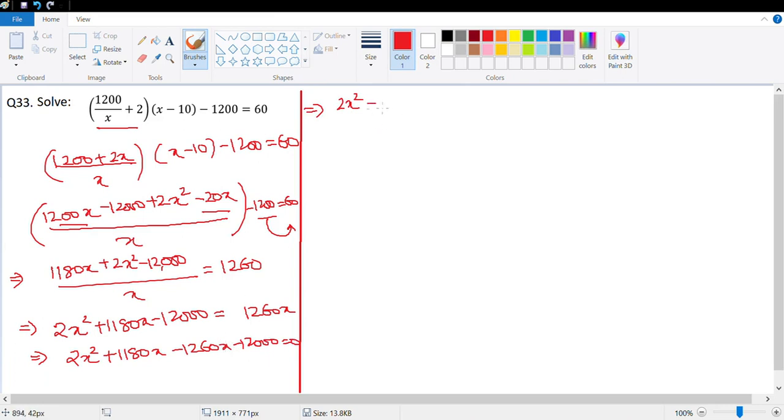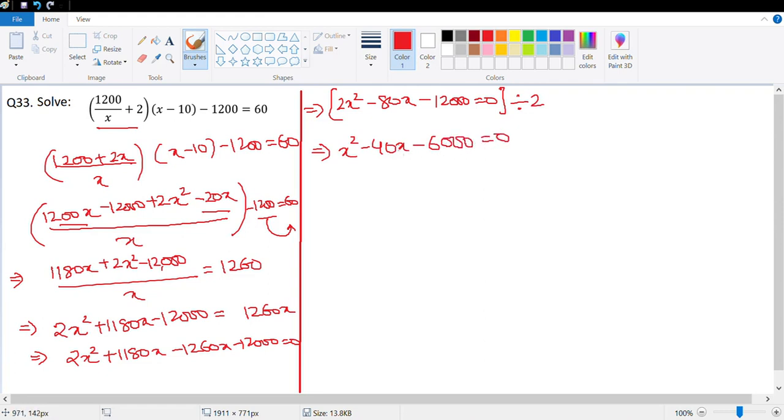So that's negative 80x, and this is minus 12,000 is equal to 0. I notice all elements have 2 in common, so let's divide both sides by 2. What we are left with is x squared minus 40x minus 6,000 is equal to 0.